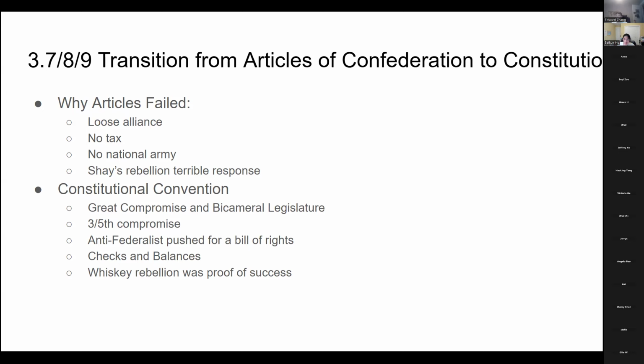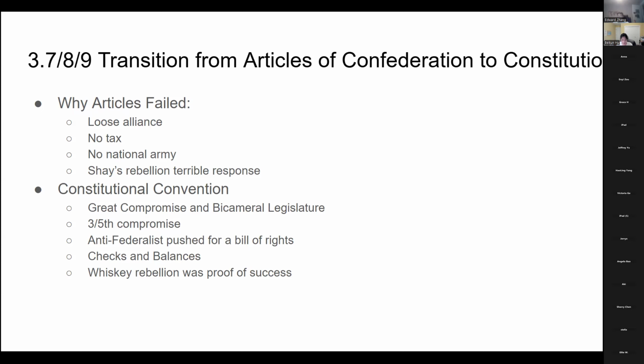But states like Virginia, Pennsylvania, they were like, that's not fair because we have more people, right? More people in this nation are under us. So yeah, it was a dispute on how they should get representatives, right? So because of this, they had to compromise and they formed the bicameral legislature.